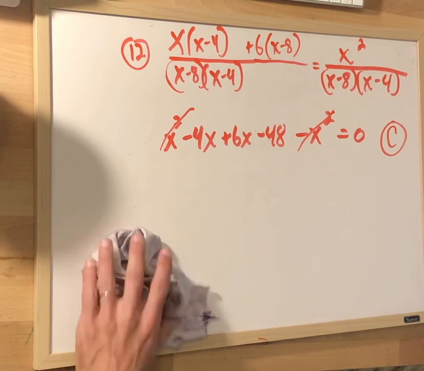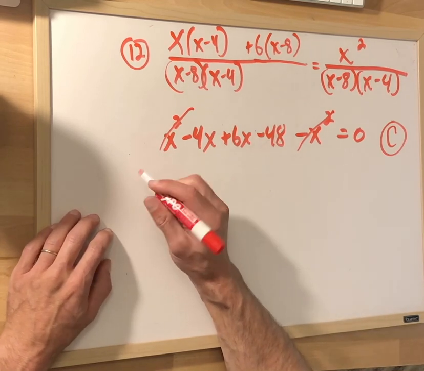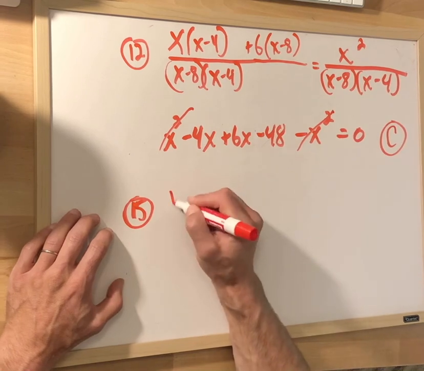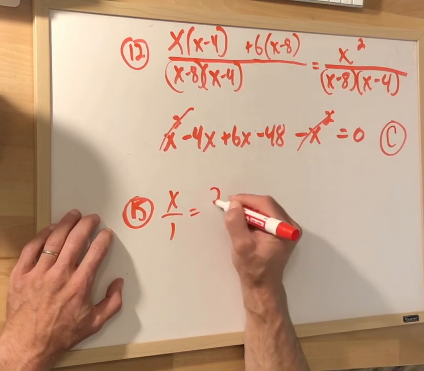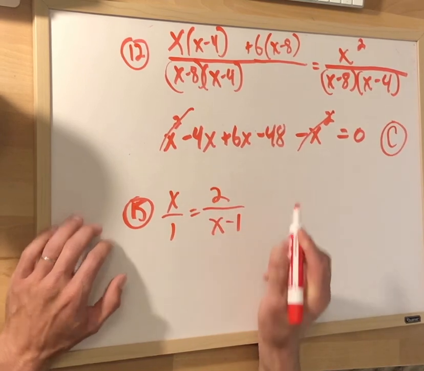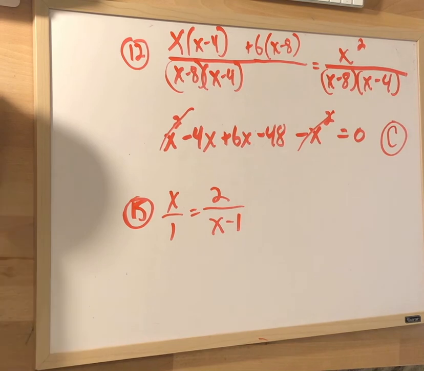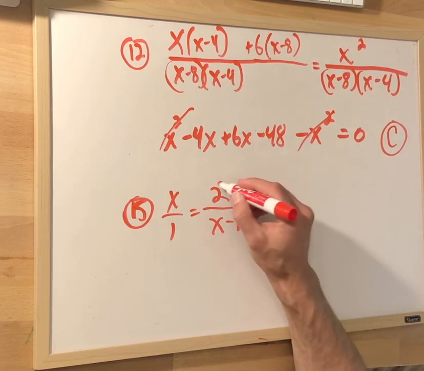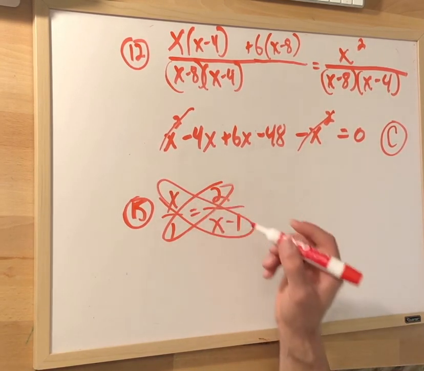For number 15, I'll go ahead and do number 15. Number 15 is a little different. I think the easiest way to do number 15 is this. It's called a proportion. X over 1 equals 2 over x minus 1. A proportion is when you have a fraction equaling another fraction. And you learned when you did, I think, IM3 or basic algebra, you cross multiply. Whenever you have a fraction equaling another fraction, you cross multiply, and you set them equal to each other.